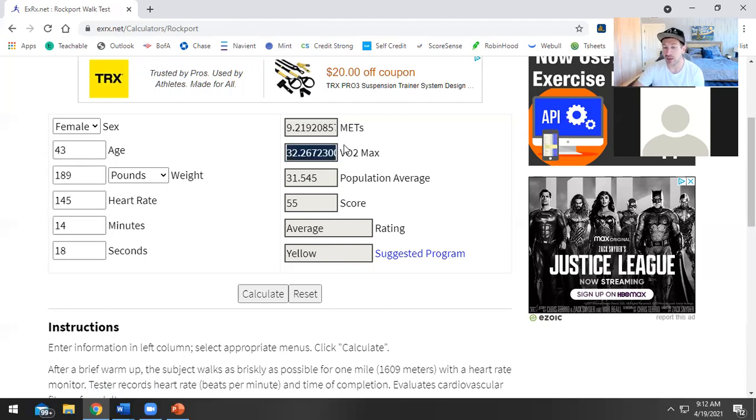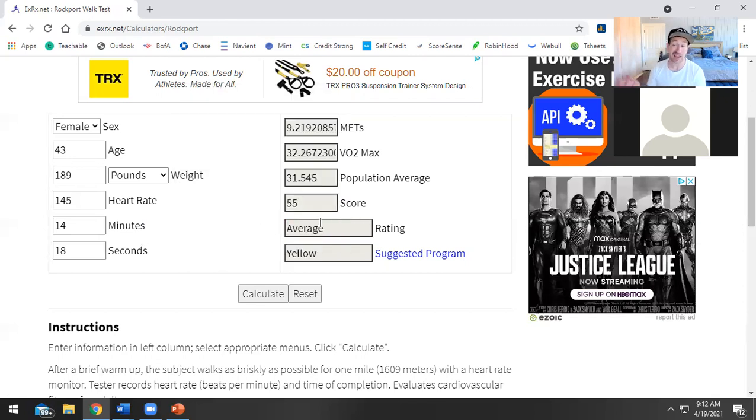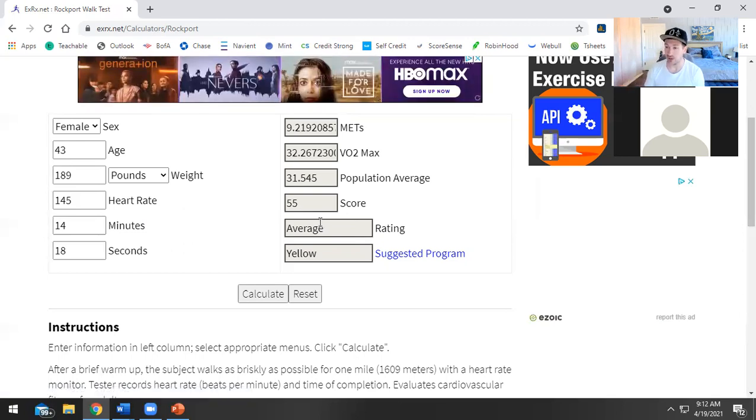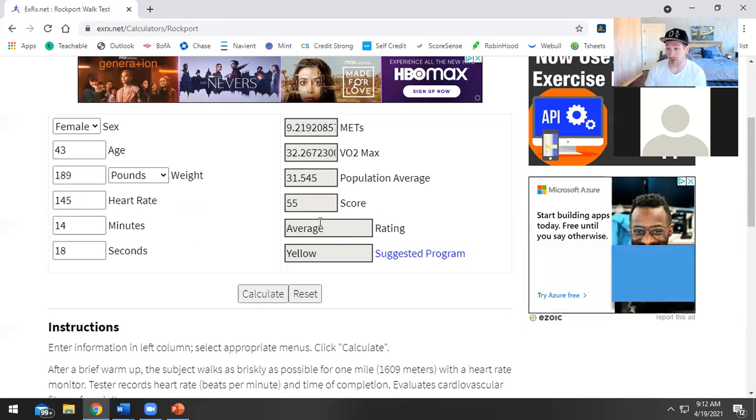So we see a 32 there, whereas the population's average is around 31, so it's ever so slightly above average. So they got like a 55 in terms of score. They're in the 55th percentile, which is good. So that puts them in the average category. So if my client was average, I'd say, hey, you're doing really well cardiovascularly. I'm going to give you some interval training. I can be a little bit more intense about how I apply my cardio.